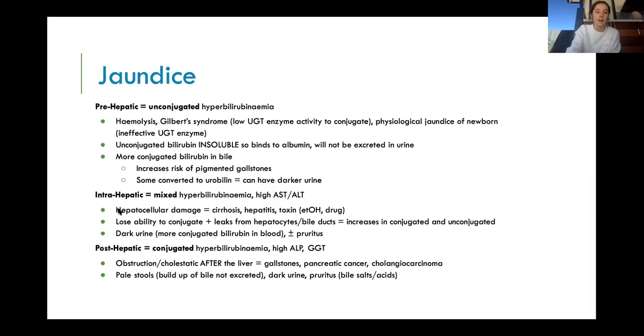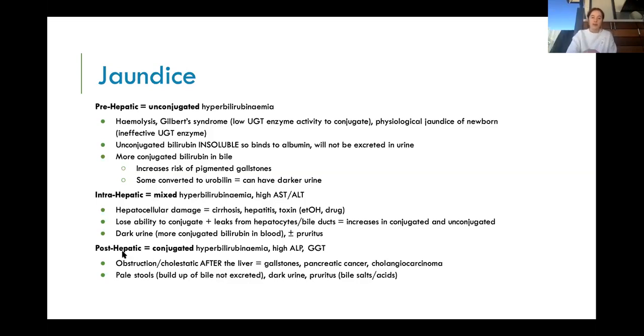And then you have intrahepatic jaundice, which is a mixed type of excess bilirubin. So you have conjugated and unconjugated. And this can be from cell death or inflammation of the liver. And the reason you get both is because you lose the ability to conjugate, plus it leaks out. So you get both, and that leads to dark urine because you've got more of the conjugated bilirubin being metabolized, and you can get an itch as well.